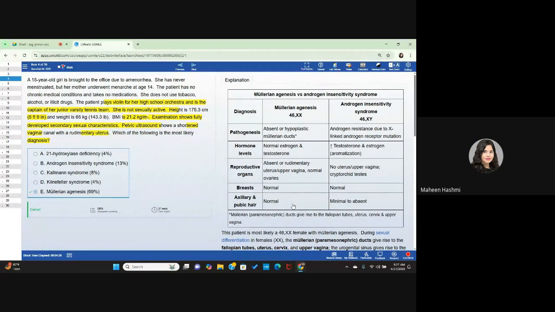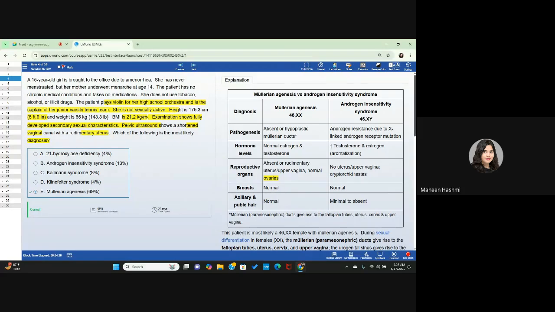I'll give you just one thing that you can remember, even if you don't remember all of it. Look for ovaries. In Mullerian agenesis, you will have ovaries. In androgen insensitivity, there's nothing. Even I don't remember all of this, so it's okay. But if ovaries are present, then you're referring to Mullerian agenesis. If the entire thing is absent, then you're referring to androgen insensitivity.